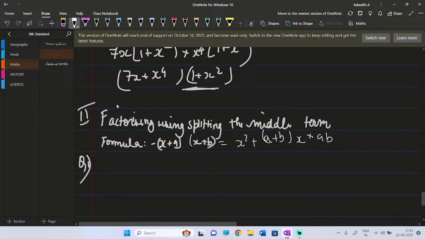Here I'm trying to do some question. So 6x square plus 5x minus 6. We need to find the product. I'll start with the sum. Sum is actually 5, right? 9 plus minus 4 is 5. And product is the constant term and the coefficient of the first term. So product, you will just 6 into minus 6, you will get minus 36.